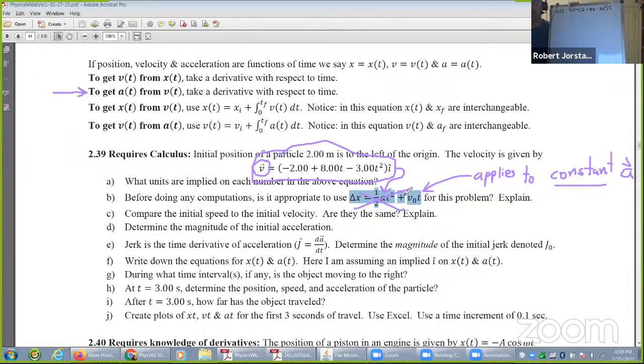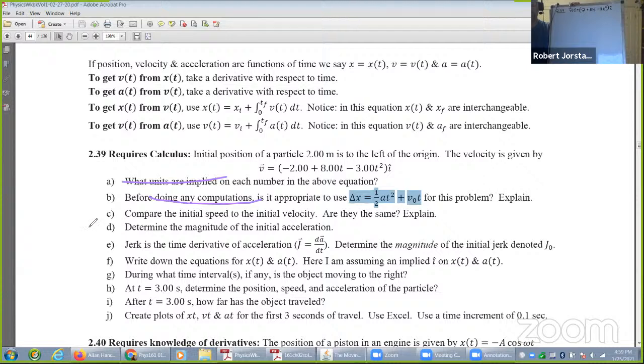It's no longer valid. So there's one thing we have to watch out for. We're so used to using this all the time. It's not always valid, only when constant acceleration. Good job. So let's say we've knocked this one out and this one out.